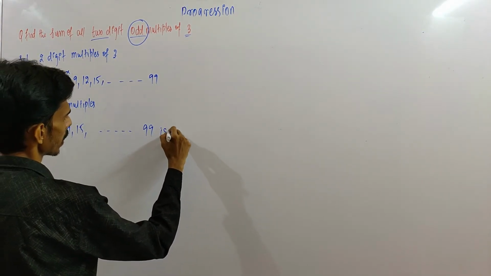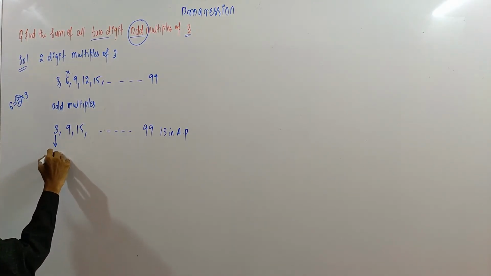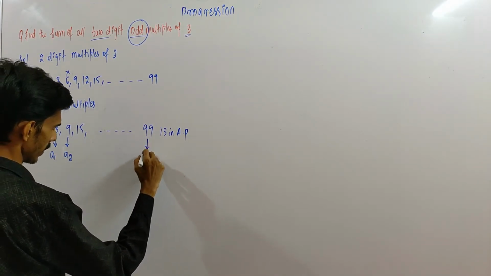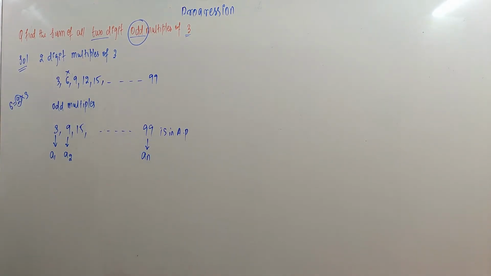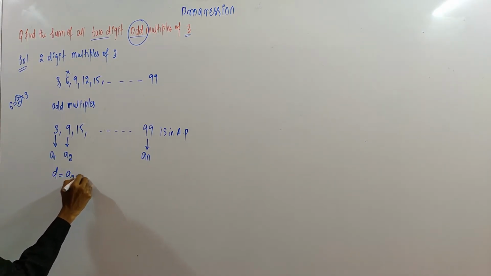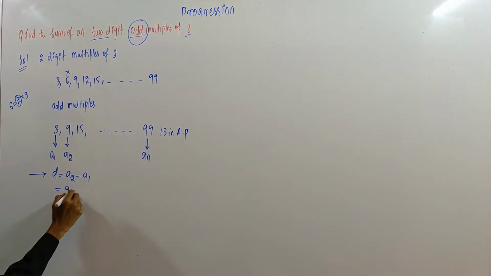Now this is in arithmetic progression. Denoted with A1, A2, the last number with AN. Now calculate common difference. D is equal to A2 minus A1. So its value will be 9 minus 3. We have 6 as the common difference. Here we have 6, so this is in arithmetic progression.